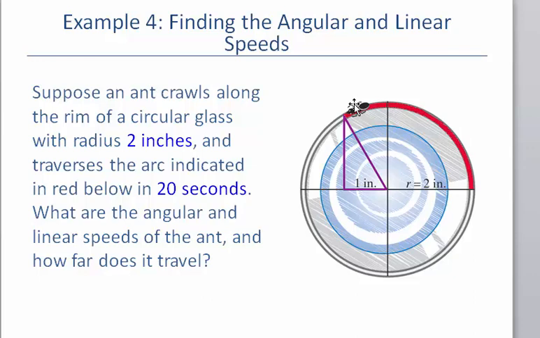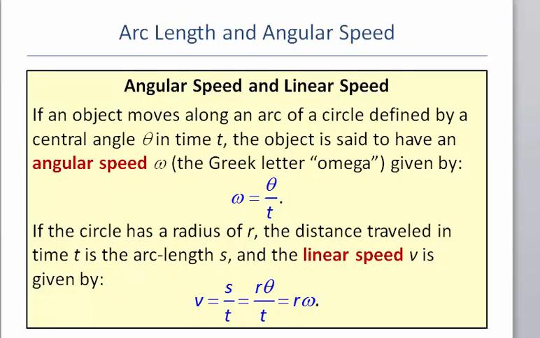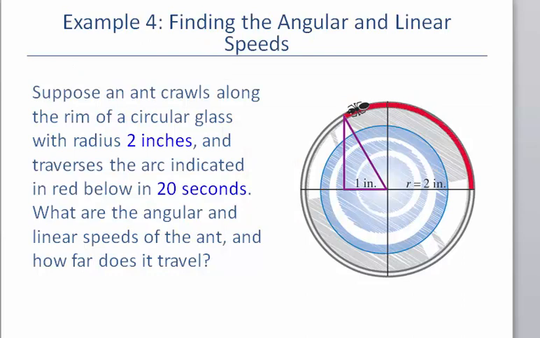So we actually have three things that we've got to find. So let's start with the angular speed. So I'm going to go back to my previous slide, and I'm going to get a formula for angular speed. So that formula says that we're going to take the central angle and divide it by the time. All right, so central angle divided by the time was going to give us the angular speed. All right, so what is our angle?